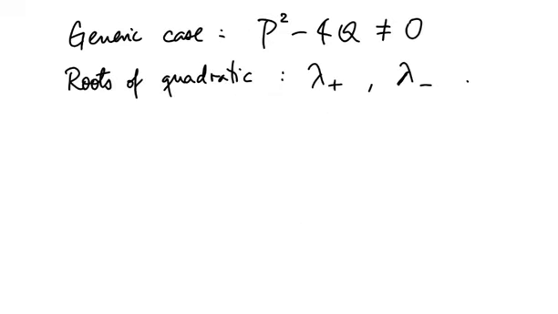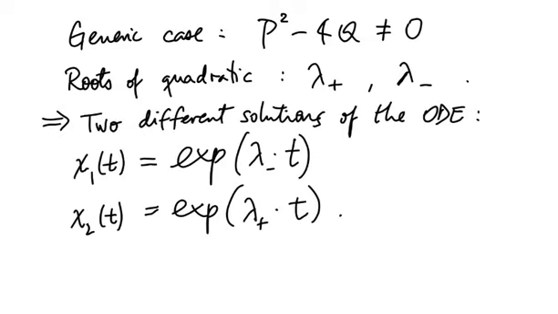So in the generic case, when the discriminant is different from 0, you get two different roots of the quadratic, so each root gives you a different solution of the ODE. x1 of t equals exponential of lambda minus times t, and x2 of t equals exponential of lambda plus times t. These two solutions can be shown to be a set of fundamental solutions on any interval, in particular on the real line.